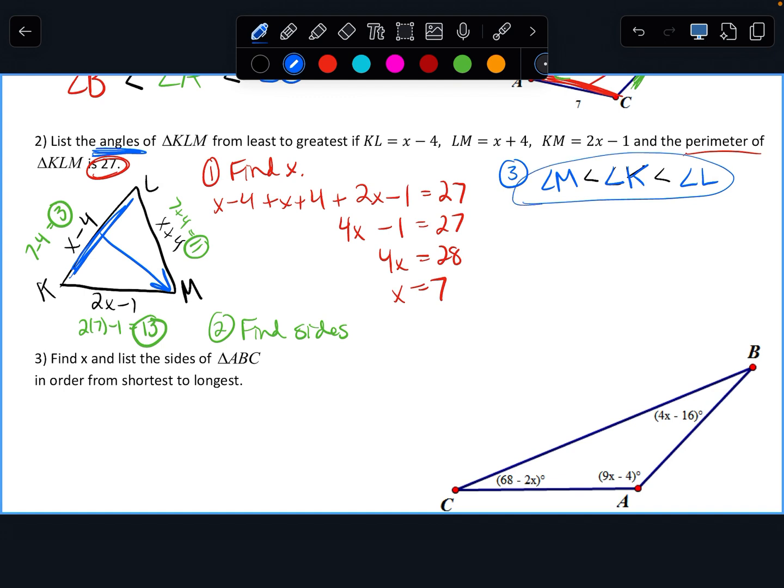So what I'd like you guys to do is try to do number 3. It's basically the same, but now opposite. So you're going to deal with the angles and then list the sides. So see if you can do it. I think you can.